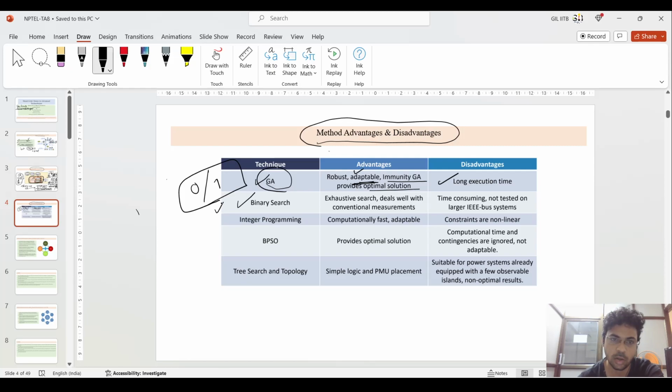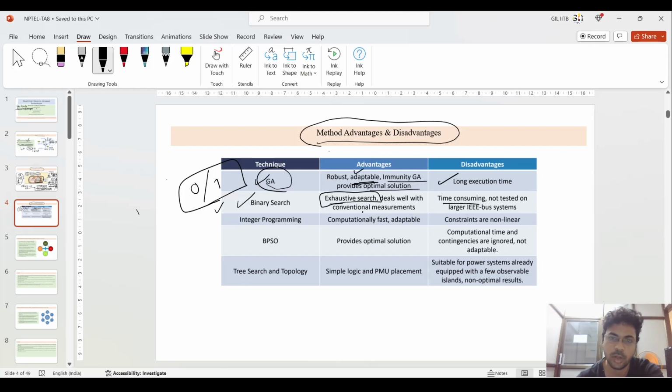And second is the binary search. Binary search is such that zero or one kind of situation, where voltage exceeded or not kind of thing. So this is a kind of exhaustive search. So the search is very at a higher level. It should happen inside of this.